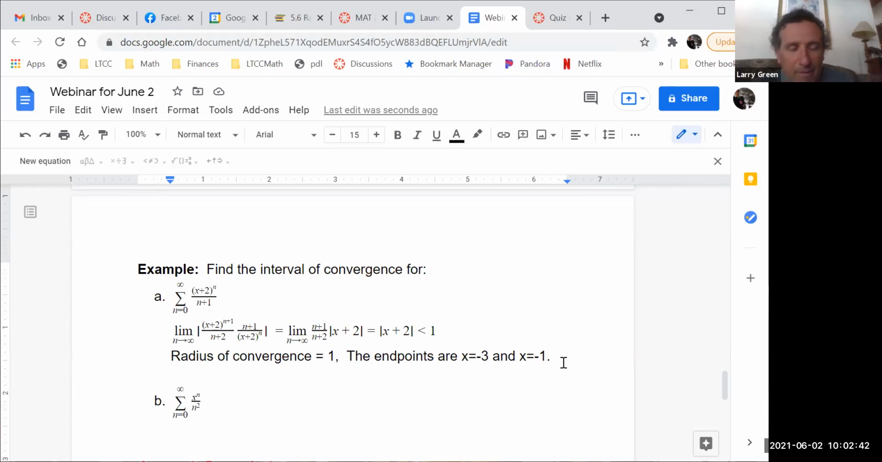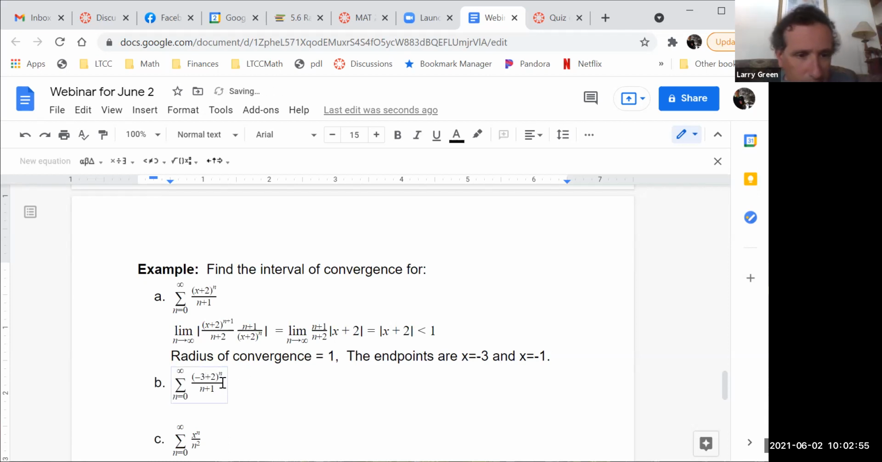Instead, let's plug in. So now what we're going to do is plug in x equals negative three. So instead of an x, I'm going to put negative three. Any questions on plugging in? What's negative three plus two? Yeah, that's negative one. All right, now this should just scream out at you. The sum from n equals zero to infinity of negative one to the n over n plus one. What test do you think we're going to use? Hint, not ratio test. Yeah, it's an alternating series. It's just screaming to be an alternating series. So let's use the alternating series test.